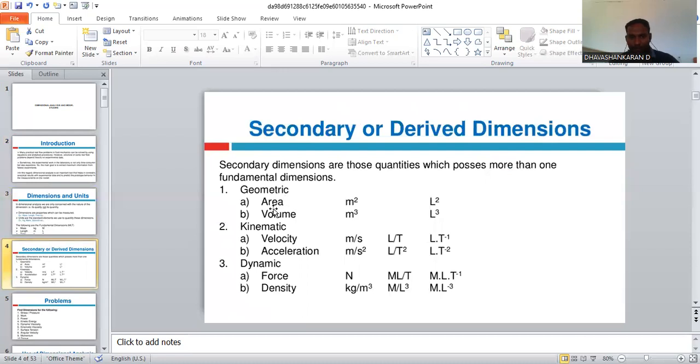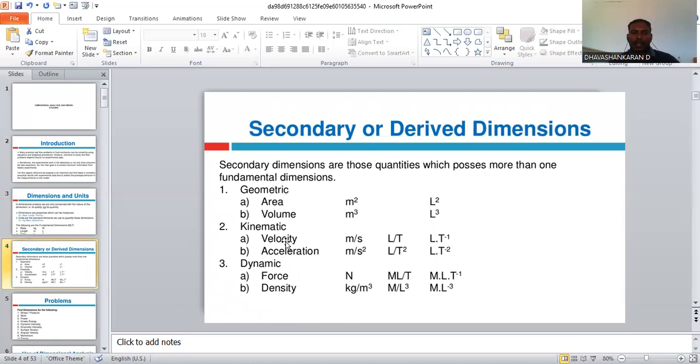From geometry, we calculate the area. Area is calculated in meter square: length into breadth, meter into meter, gives meter square, and the physical quantity is length square, L squared. As for volume, the unit is meter cube, which converts to the physical quantity L cubed. Then we move to the kinetic quantities.